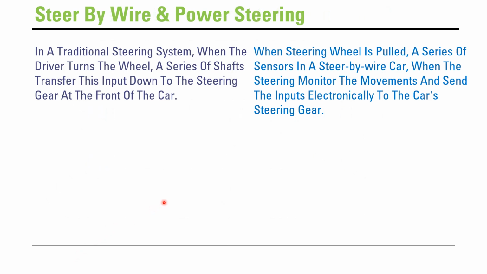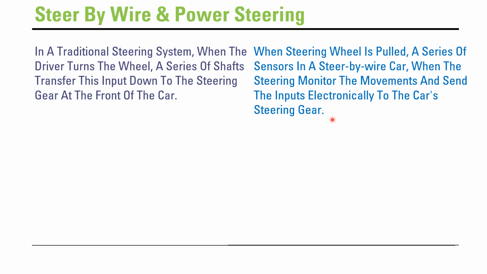So what is the main difference between power steering and steer-by-wire systems? In a traditional steering system, the old and our current steering system, when the driver turns the wheel, a series of shafts transfer this input down to the steering gear at the front of the car. And the steering wheel also has a motor inside to provide more comfort for the wheel rotation. But still there is a shaft.